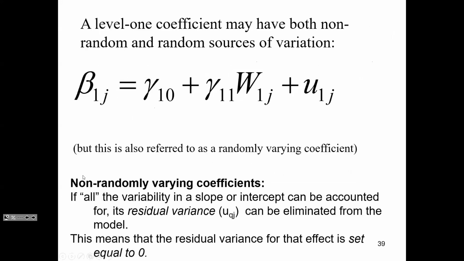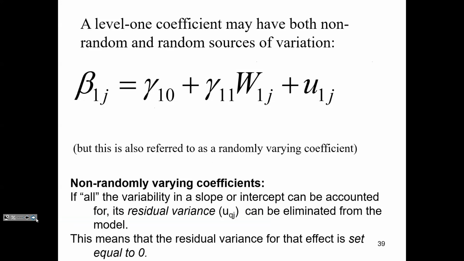All right, so a level 1 coefficient, right, then what we're really saying here is, let's think about our SES slope, our beta sub 1j. That level 1 coefficient can have both non-random and random sources of variation. The non-random source of variation would really be that gamma 1 times sector, or more generally W, right?